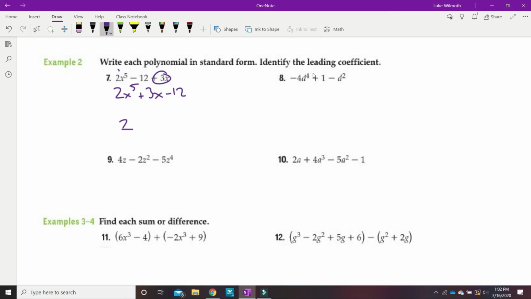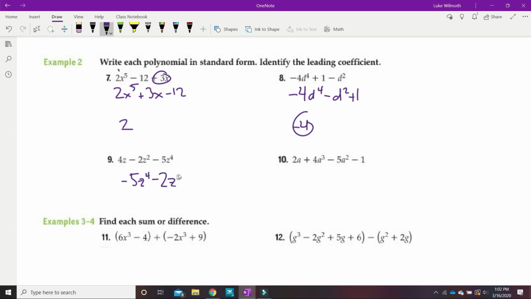This one here, we have negative 4d to the 4th minus d squared plus 1. Leading coefficient is negative 4. Here we have 4z minus 2z squared minus 5z to the 4th. Negative 5z to the 4th is our first. Make sure you keep the negative with each term. The sign is attached to the coefficient it's right with.